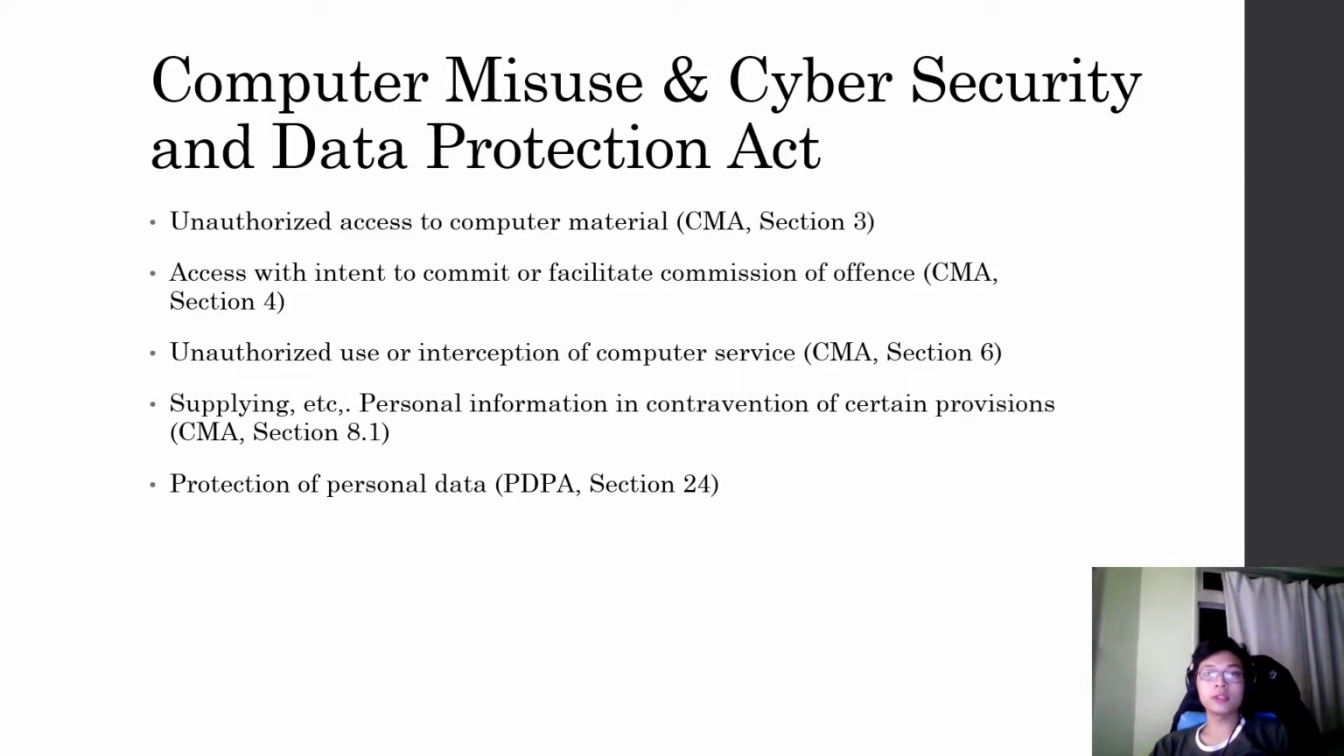So for the Computer Misuse and Cybersecurity and Data Protection Act, I've identified 5 that I felt were the most relevant. So for the Computer Misuse Act, Section 3, Unauthorized Access to Computer Material. Section 4, Access with Intent to Commit or Facilitate Commission of Offence. Section 6, Unauthorized Use or Interception of Computer Service. And Section 8.1, Supplying, etc., personal information in contravention of certain provisions. The fifth one would be the Personal Data Protection Act, Section 24, Protection of Personal Data.